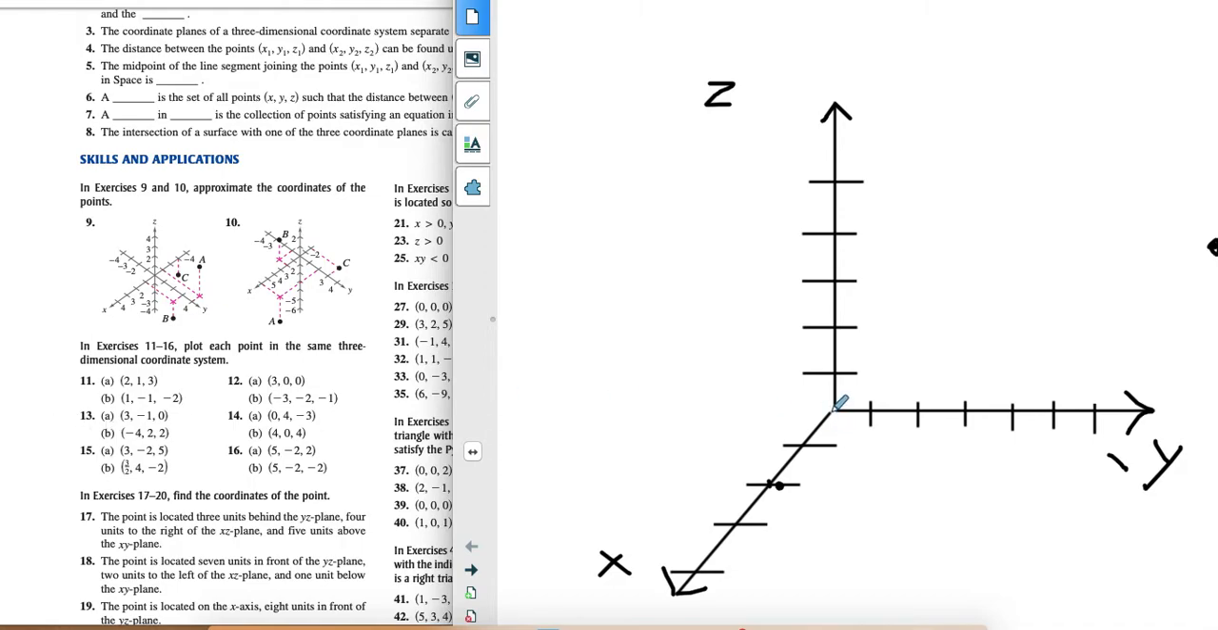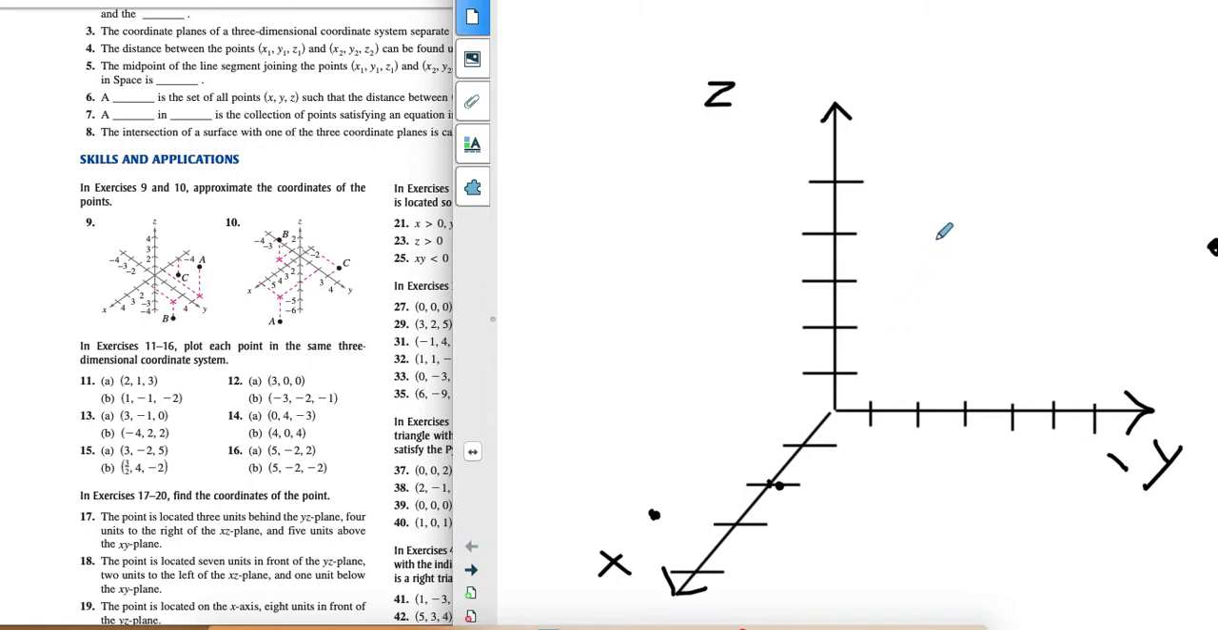So 3 in the X, -1 in the Y. So 1, 2, 3, -1 in the Y puts it right here. Here's where A is for number 13. B, -4 in the X, so this is positive X. -4 would be back here along the same line, so about 1, 2, 3, 4.